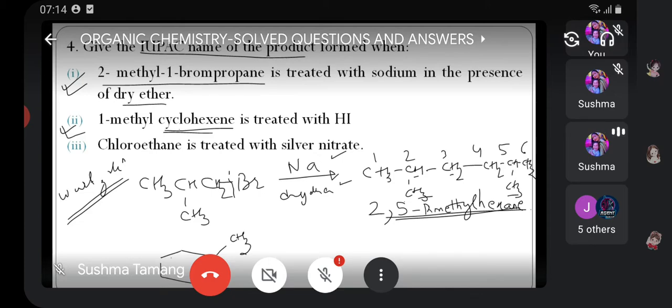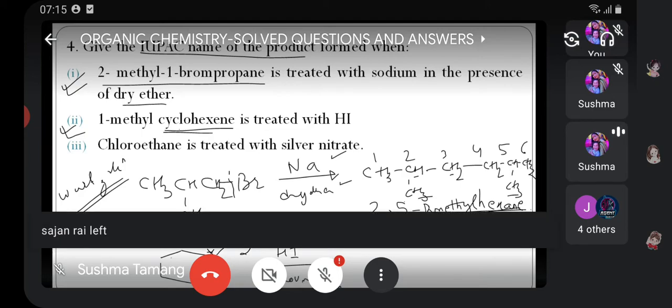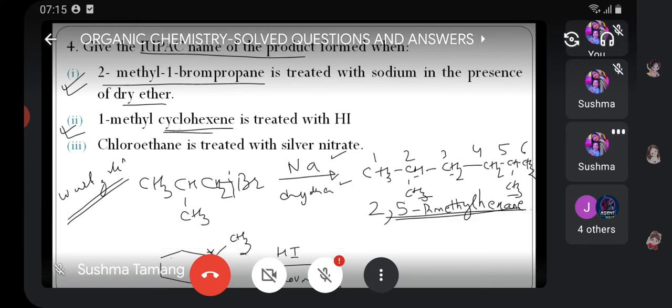Now you have to react this with HI, right? So this is your double bond and HI. So it is an addition reaction. Addition always follows either Markovnikov's rule or anti-Markovnikov's rule. When hydrogen halide is involved, if peroxide is present it is anti-Markovnikov, if not, Markovnikov. Here peroxide is not there, so it will follow Markovnikov's rule.